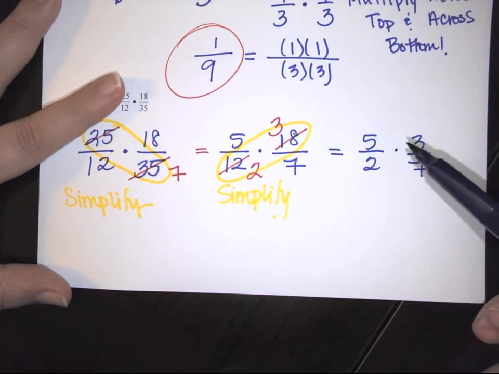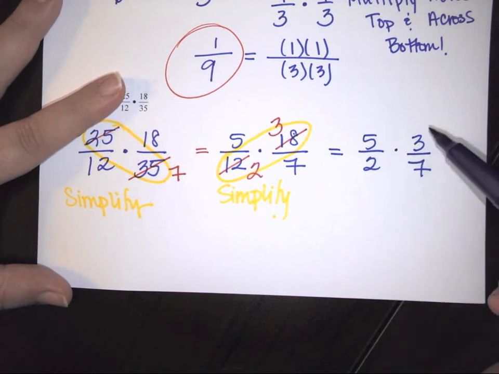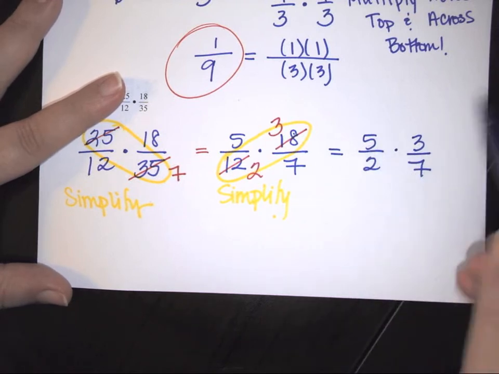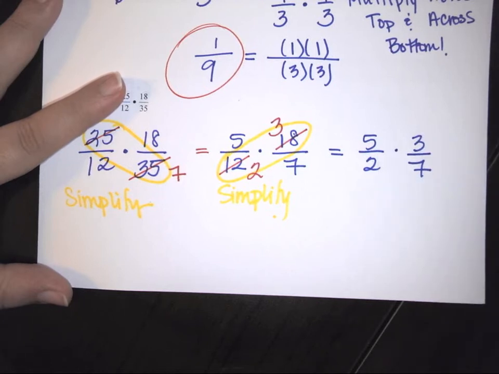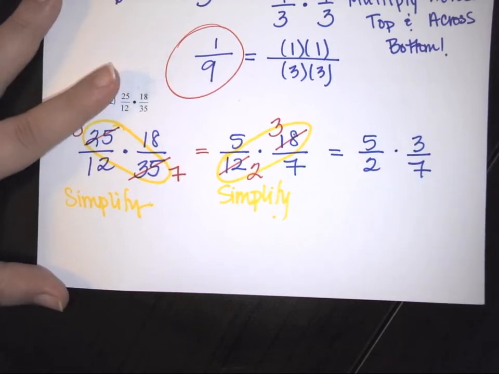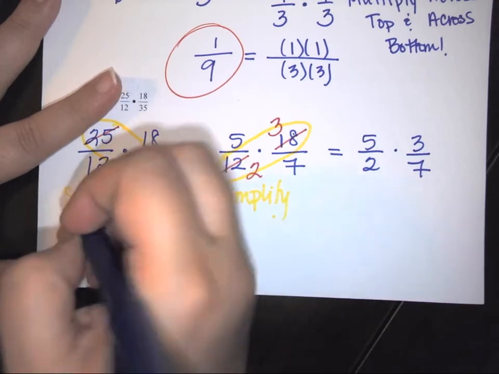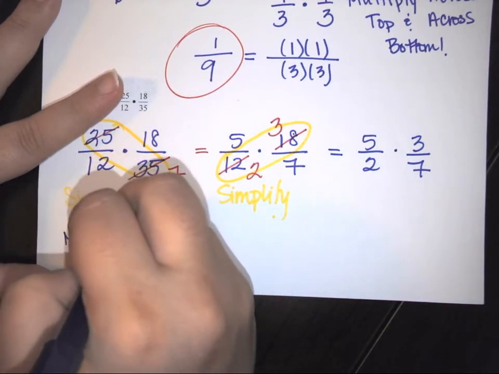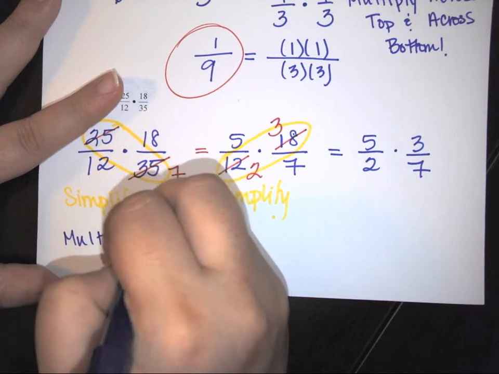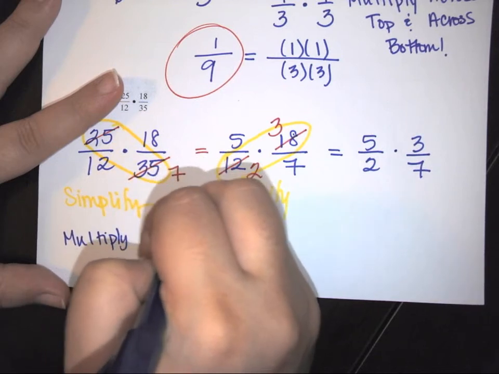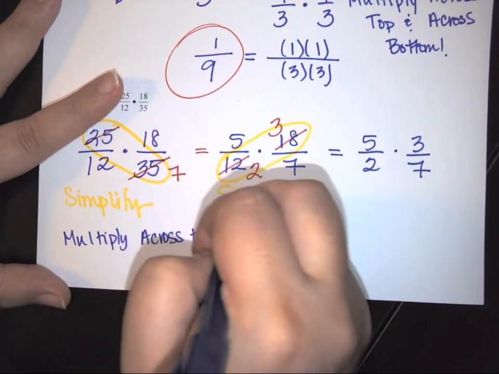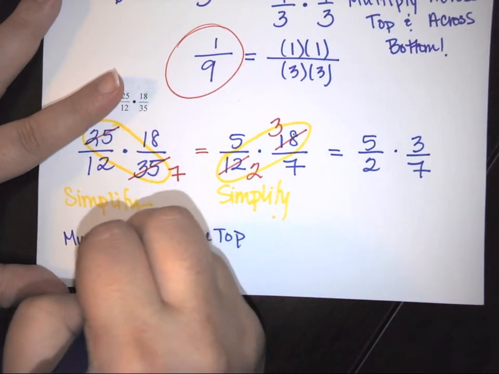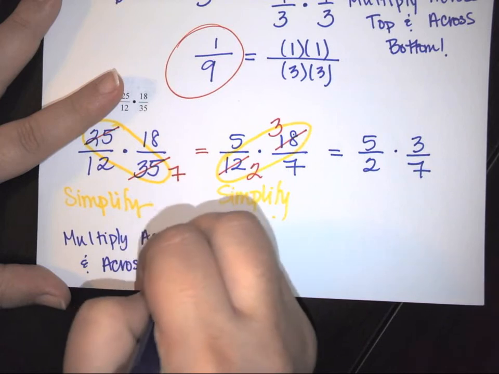So look at it again. 5 over 2 doesn't reduce, 3 over 7 doesn't reduce, 5 over 7 doesn't reduce, 3 over 2 doesn't reduce. So at this point, we now can multiply. So remember, you want to multiply across the top and across the bottom.